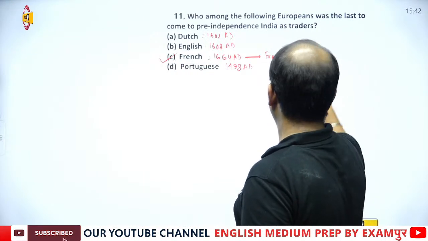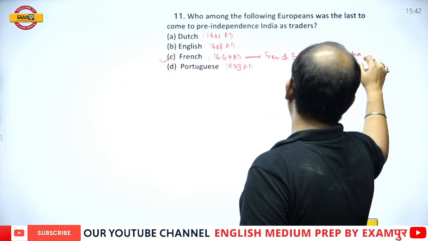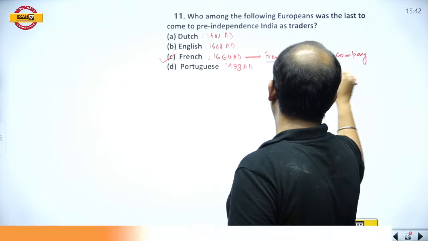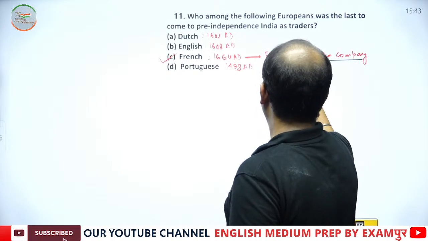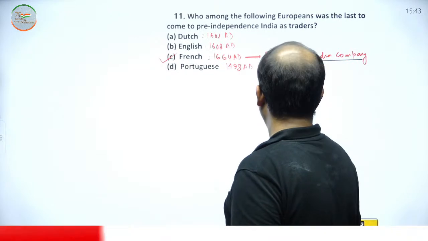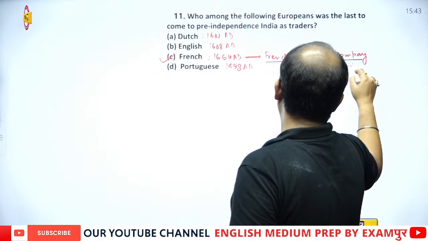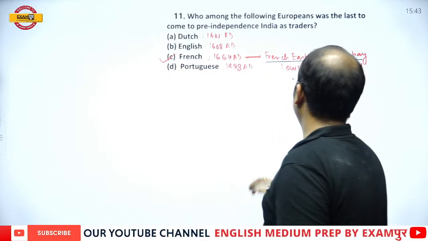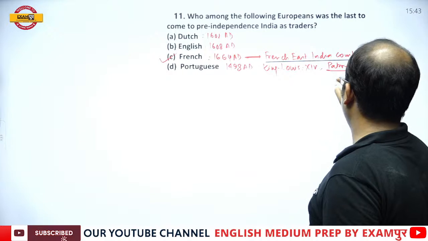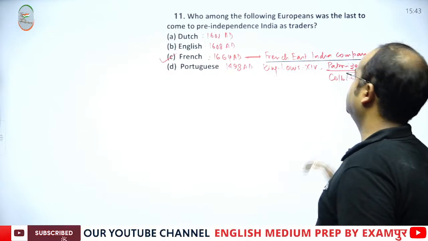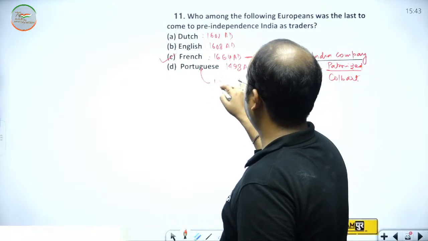French East India Company, and that is in Lahore. Sorry, that was done by Louis XIV, and the person who patronized it was Colbert. So the king was Louis XIV and the person who patronized the French East India Company was Colbert. Therefore, the correct answer will be option C, and Portuguese finally went in 1961.